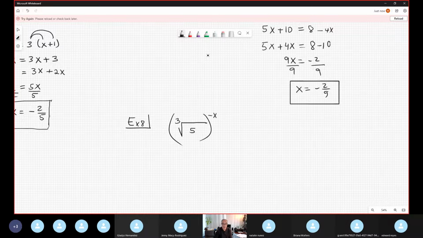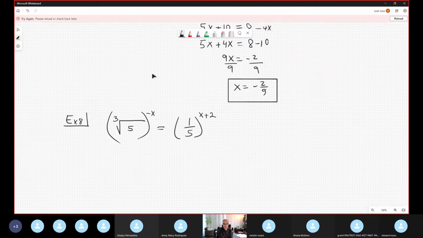equals, wow, complicated because we have a cubic root, we have a negative exponent, and we have 1/5 raised to the x plus 2. But I know very well that I can express the cubic root of 5 using the base 5, no? And 1/5 I can also express using base 5, using a negative exponent because it's a reciprocal.